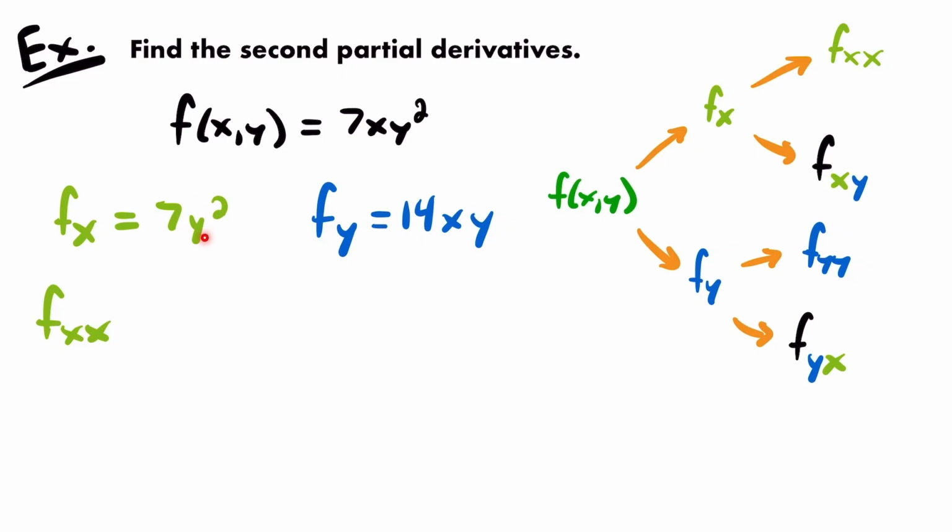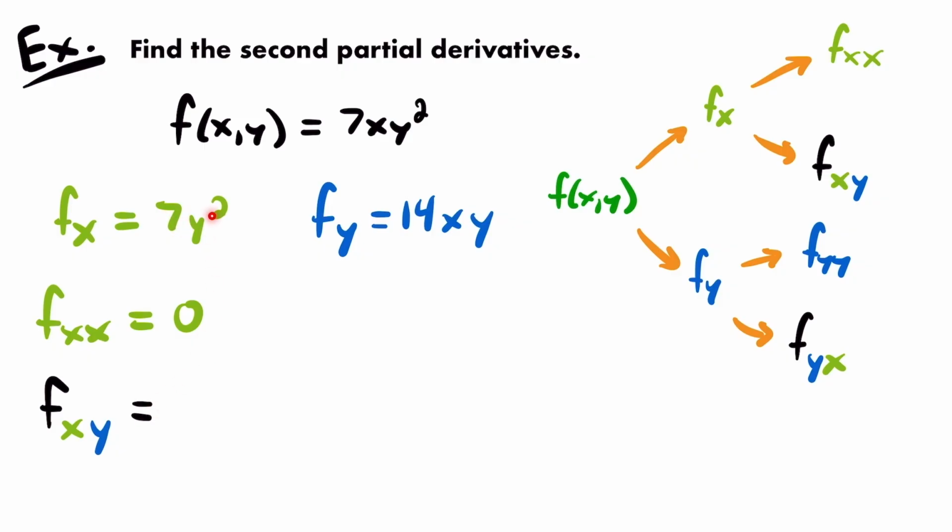And there's no x's there, right? It's just 7y squared, and we're treating y as a constant, so this whole function would just be a constant whose derivative is 0. So fxx is equal to 0, but then what if we took a partial derivative of fx with respect to y? What would that second partial derivative be equal to?